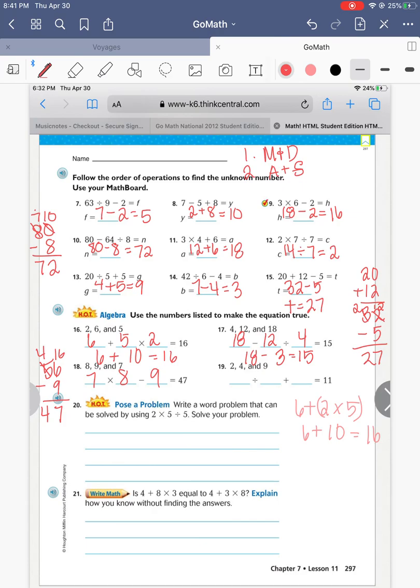And the last one, 2, 4, and 9. So there's a division problem and then an addition problem. So I know I can't put the 2 here because I can't divide 2 by either of those numbers. So since it's division, I'm going to put the biggest number first. 9 divided by 2 plus 4. 9 divided by 2 is not a thing. So that is not right.